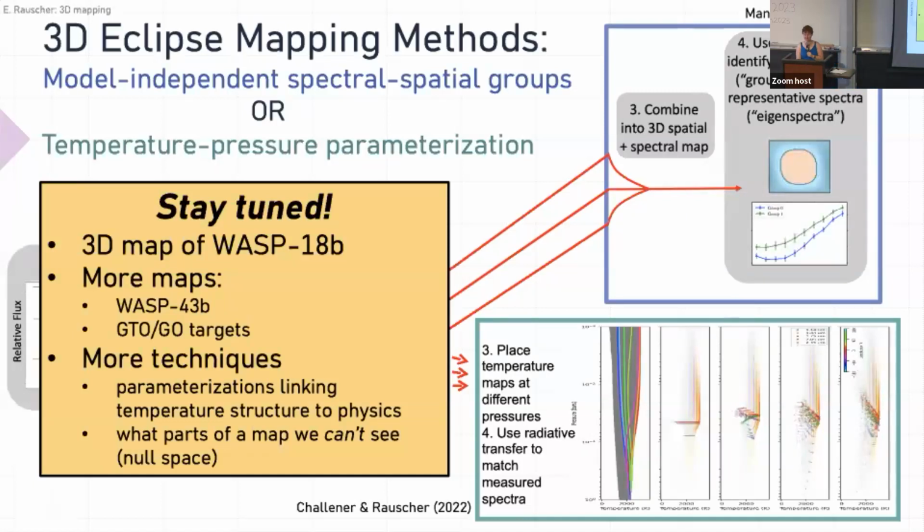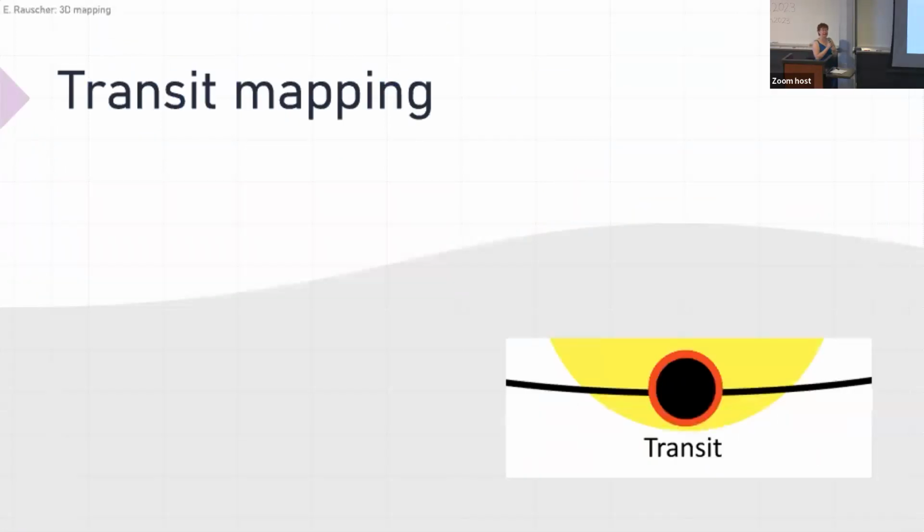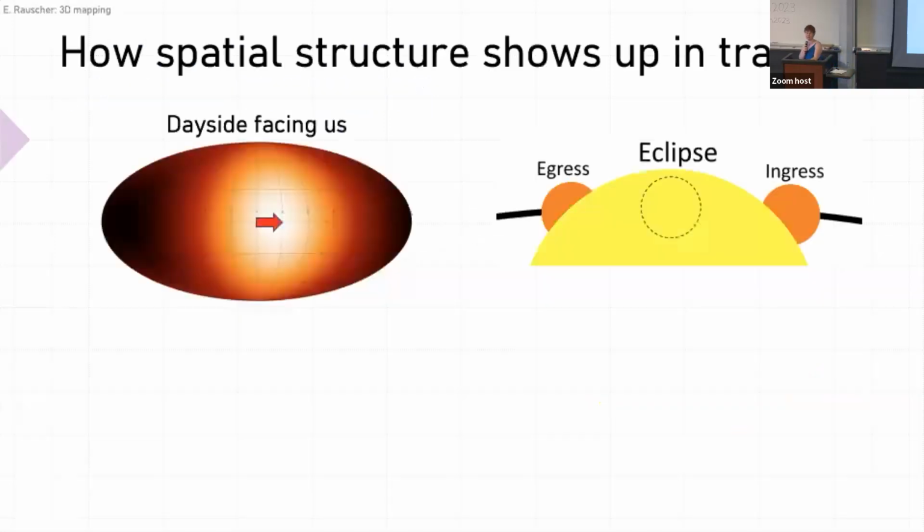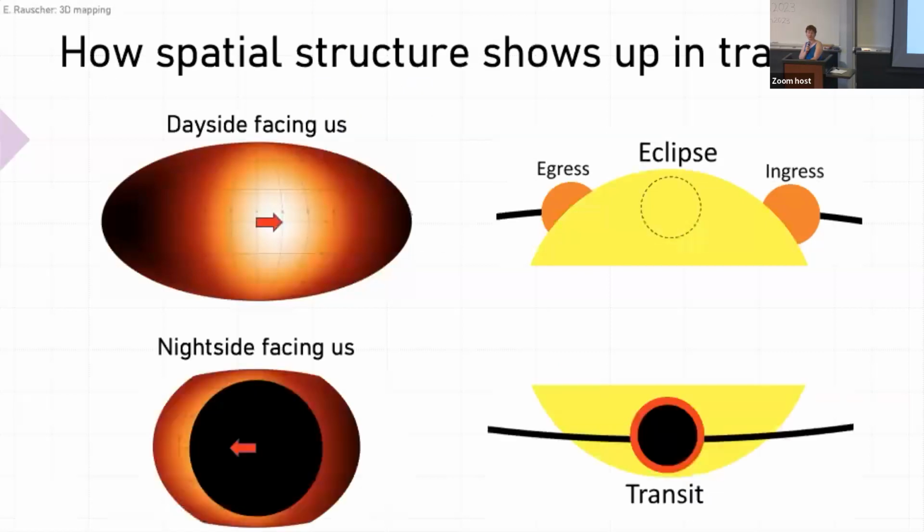Thank you, Laura. So in my last little bit of time, I'm going to flip to transit mapping. So here, again, we're going to get 3D structure, but differently. We're not seeing the emission from the planet. We're seeing the light filtering through the planet's atmosphere during transit. So we flip the planet around.